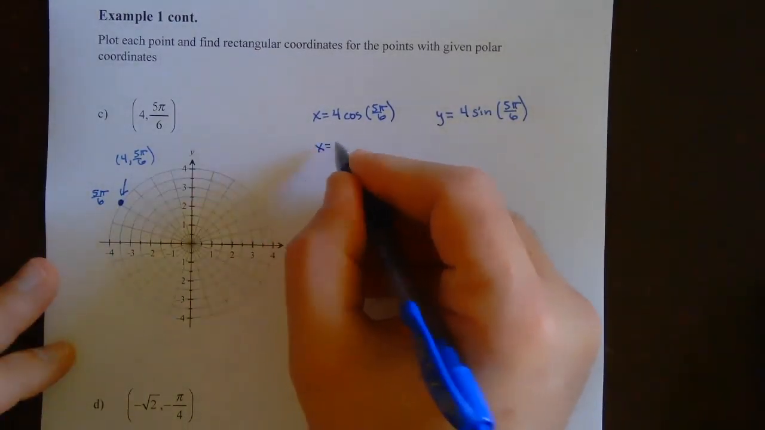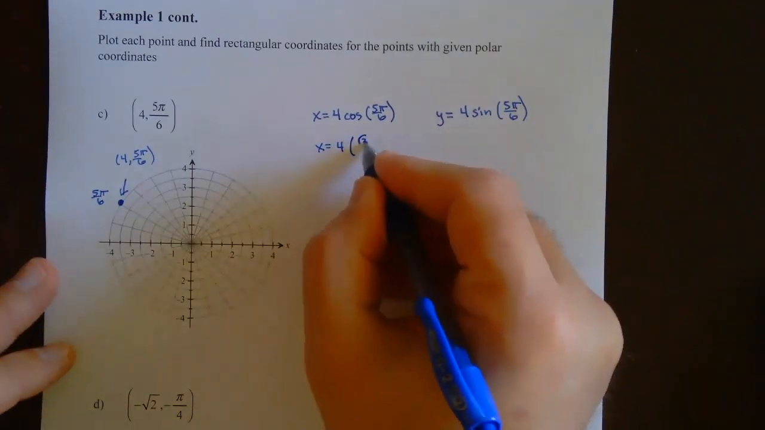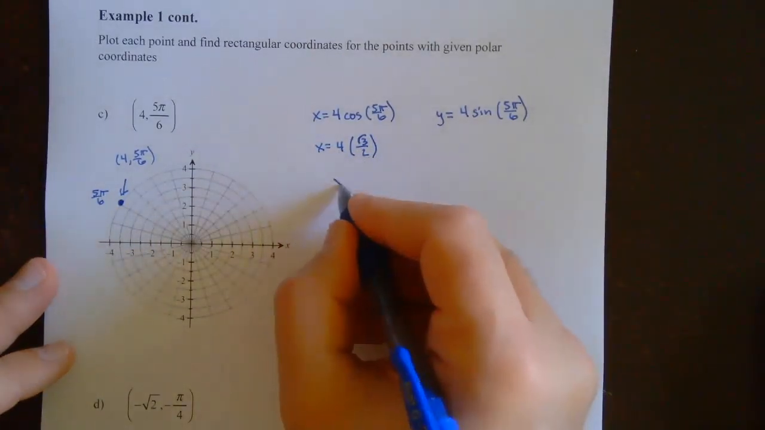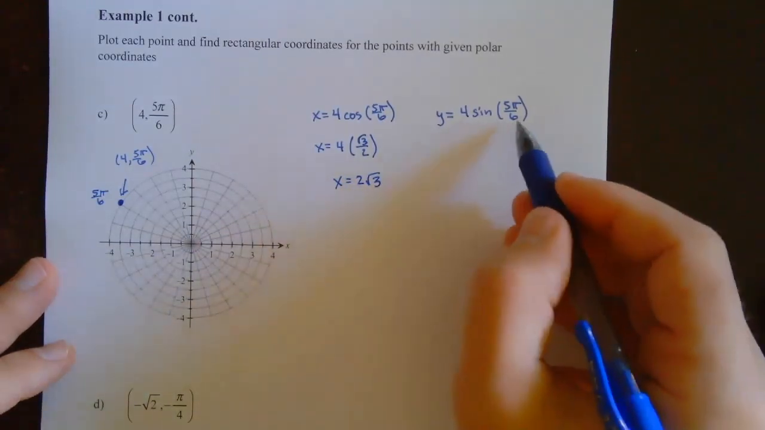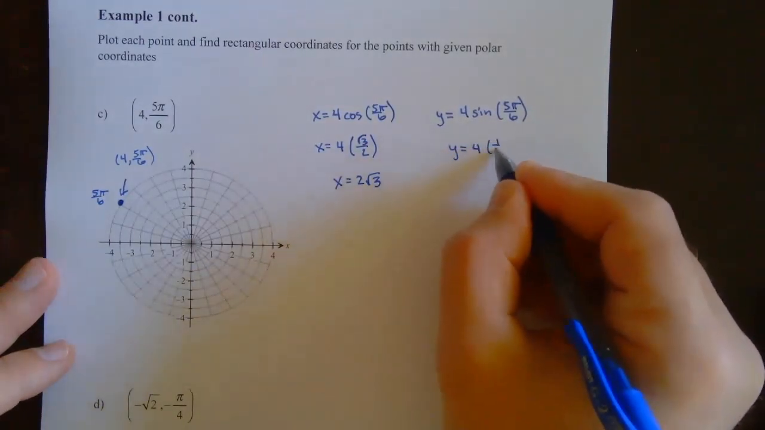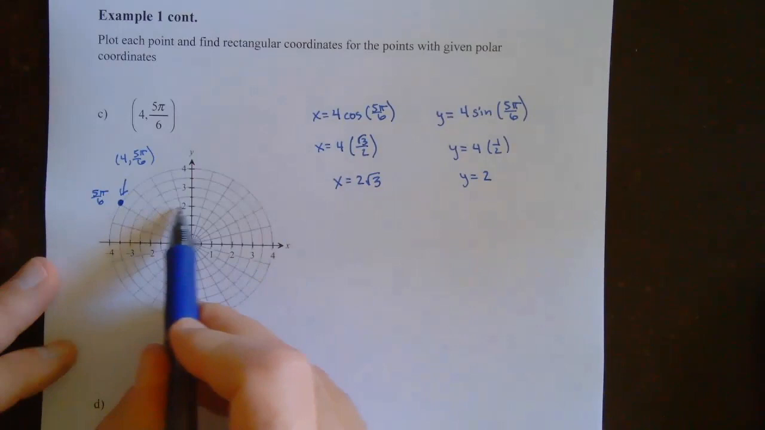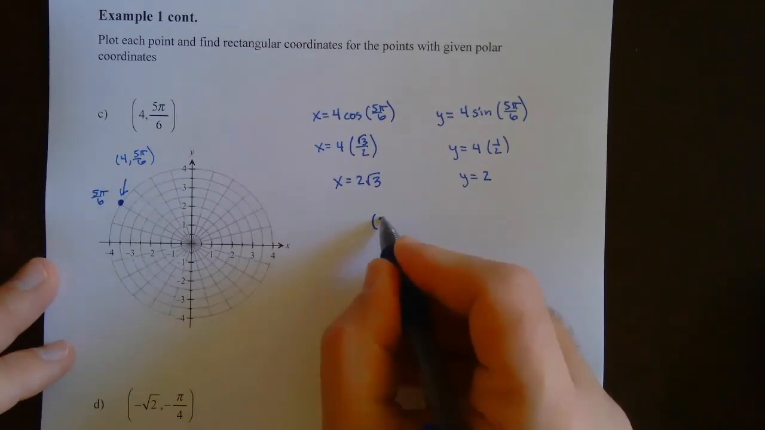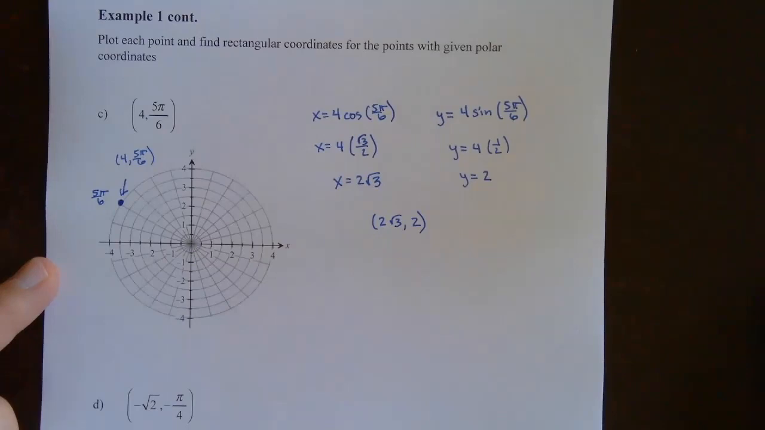So x is equal to 4, and then cosine of 5 pi over 6 would be negative square root of 3 over 2. And 2 goes into 4 twice, so that means x is negative 2 square roots of 3. Sine of 5 pi over 6 is 1/2. So y is equal to 4 times 1/2, and 4 times 1/2 is 2. So y is equal to 2. And it kind of lines up, it makes sense. So the same point in rectangular would be negative 2 square roots of 3 comma 2.